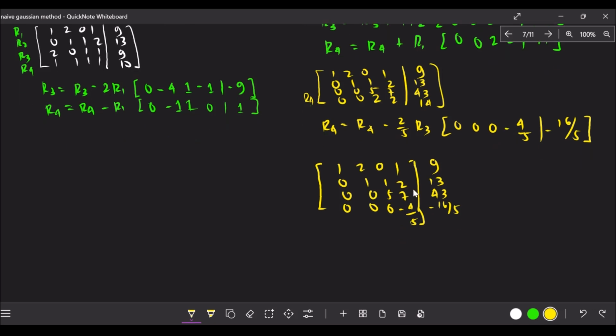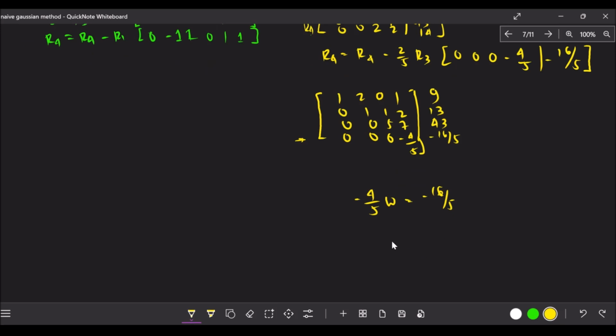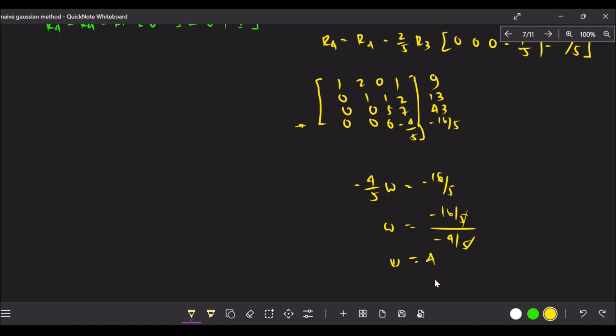So from row 4, we could say that negative 4 over 5 W is equal to negative 16 over 5. Solving for W, we have negative 16 over 5 divided by negative 4 over 5. So the 5s cancel out, so we have negative 16 divided by negative 4, and our W is equal to 4. Okay, so we are now on back substitution.